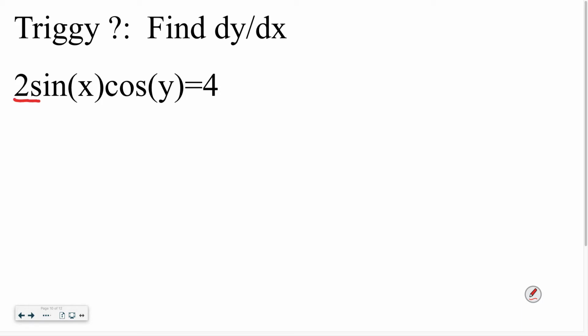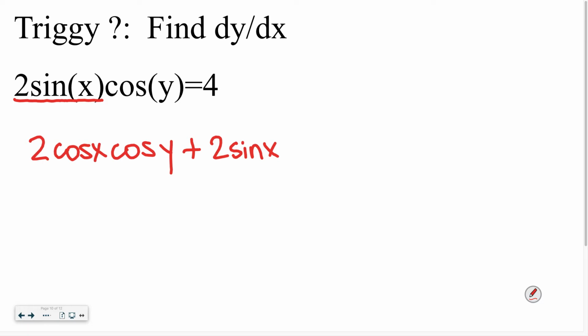So we have the derivative of our first function, which is 2 cosine of x, times our second function, cosine y, plus our first function, 2 sine of x, times the derivative of our second function, which would be negative sine of y dy/dx, equals 0. Good job.